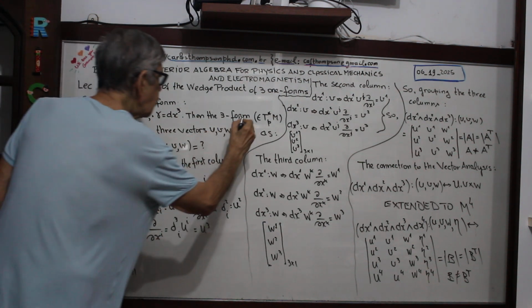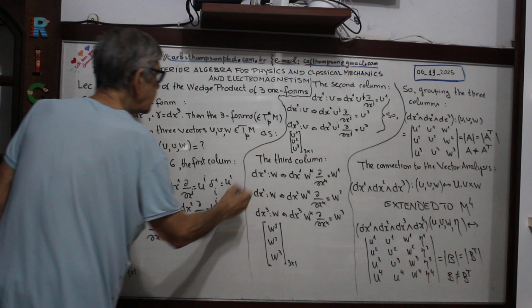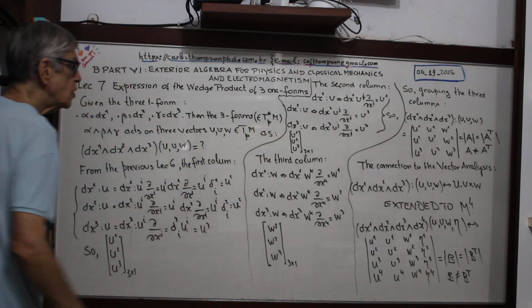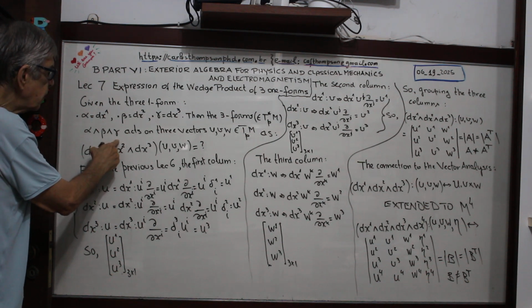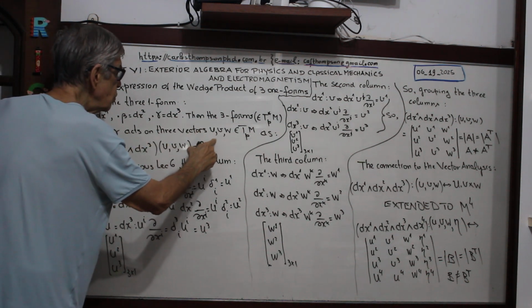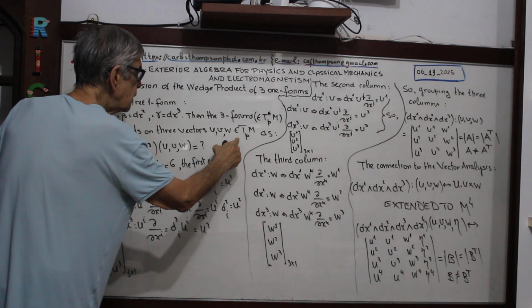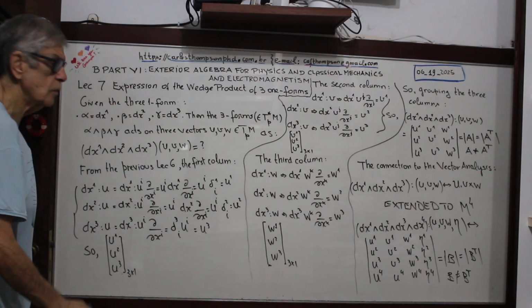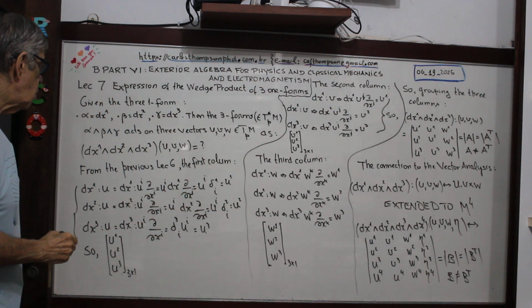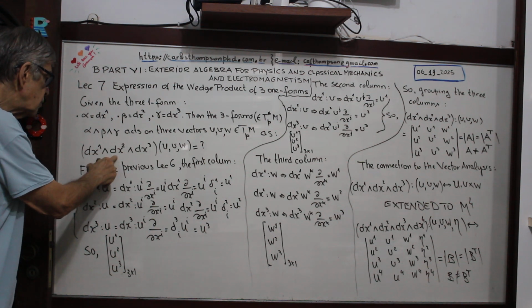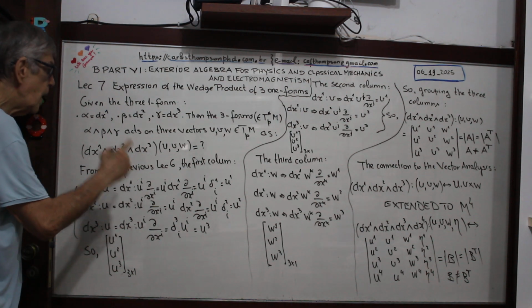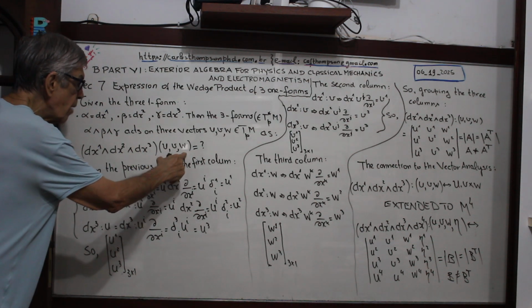Then the three-form, alpha wedge beta wedge gamma, belongs to the cotangent space and acts on three vectors u, v, and w that belong to the tangent vector space. You see? Now, dx1 wedge dx2 wedge dx3 acts on u, v, w.